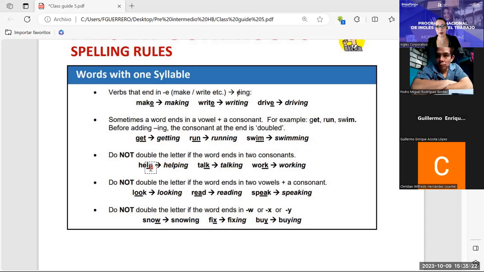¿En qué caso no vamos a duplicar? Decimos help. No lo vamos a duplicar porque termina en dos consonantes, L y P. Si es de una sílaba y lleva stress, help, talk, work, son verbos que llevan fuerza de voz, pero si terminan en dos consonantes, no duplicamos. Solo agregamos ing, como ven ahí. Help, helping, talk, talking, work, working. Tampoco si lleva dos vocales juntas. Like this. Look, read, speak, hay dos vocales juntas, entonces no vamos a duplicar.